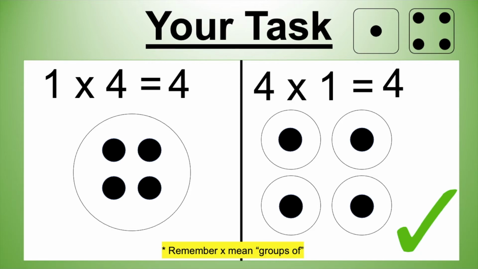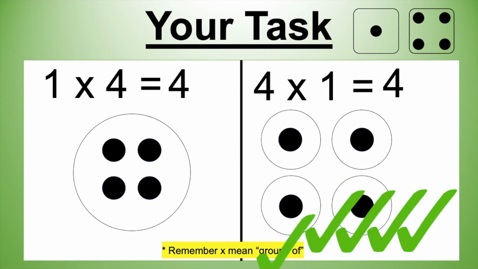Now, you do this 5 times. Every time you get it right, so you count how many altogether, and then to check, you use the other side. You give yourself a tick. So tick, tick, tick, tick. When you have 5 ticks, congratulations, you move on to the challenge.